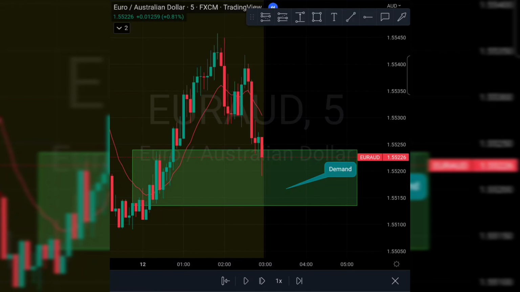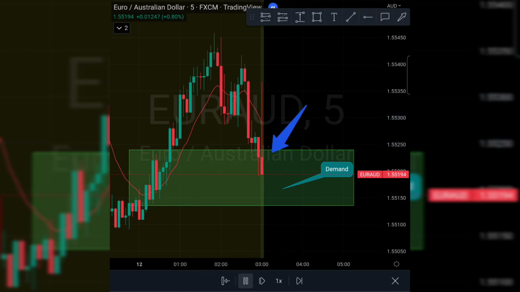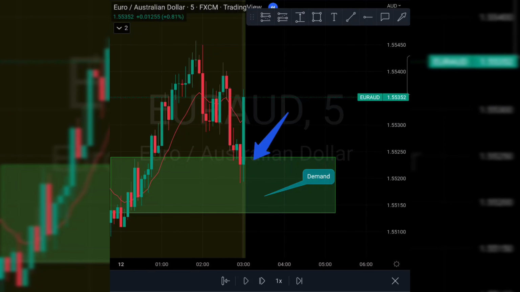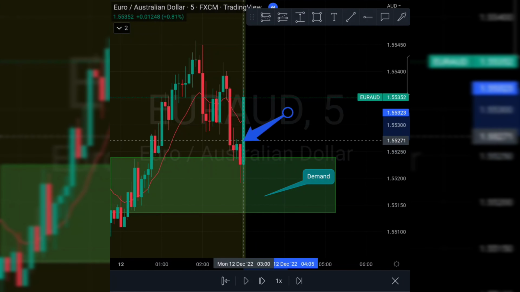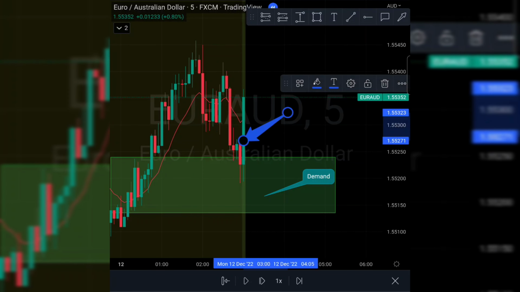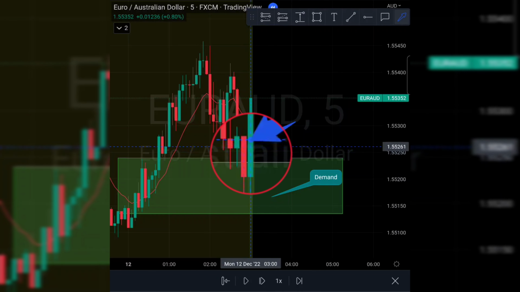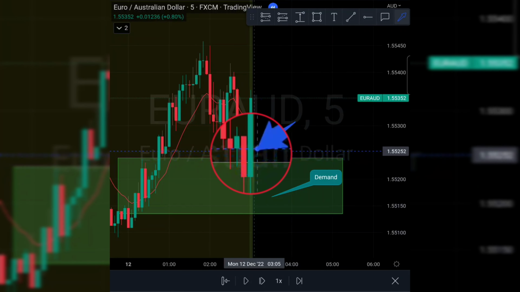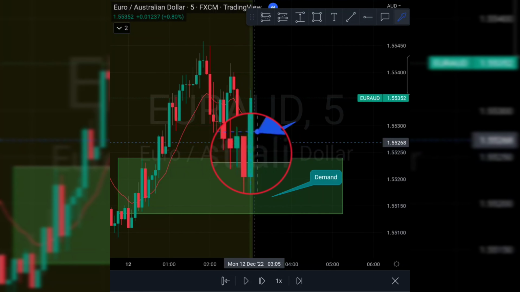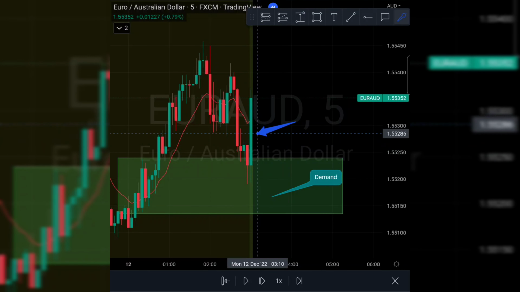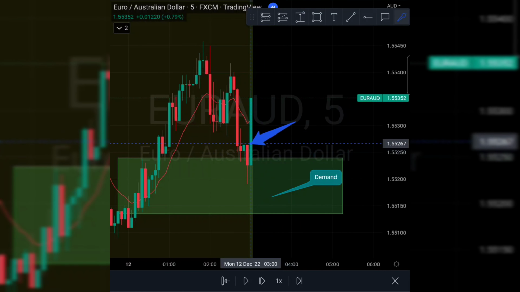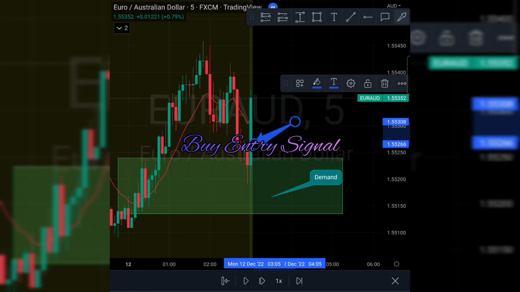But we haven't had a break of the candle yet, so we're still waiting on the break of the candle. Let's see what price wants to do. Boom. Right there. Break of the candle is right there. The last red candle was printed, this green one came up and broke the high of the candle. And this is a demand. So that is our buy entry right there.